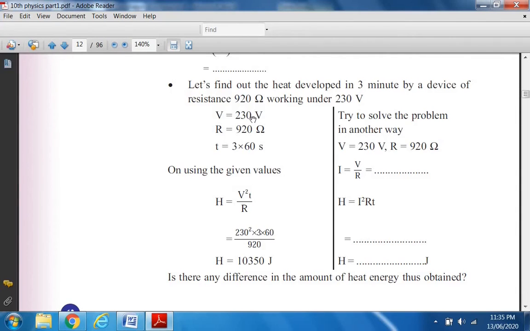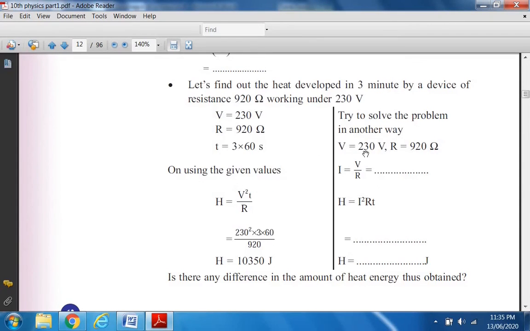So using the equation H is equal to, what are the 3 quantities? V, R and T. So which equation could be used here? V square by R into T. So we will get 10,350 joule.